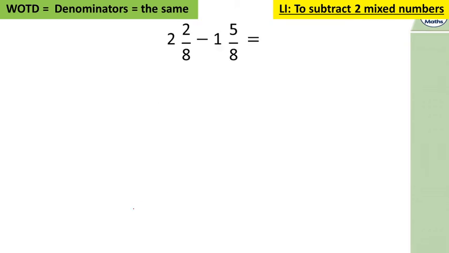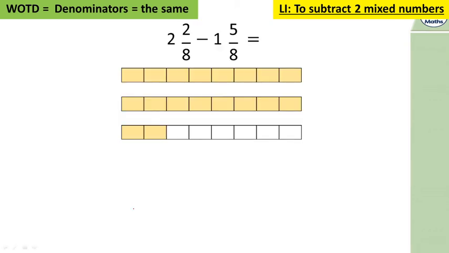Just check. So we're going to look at that question again in a different way. So here we have 2 and 2/8 represented in a bar model, and we're going to take away 1 and 5/8. So what we've done here is we've used that exchange method, haven't we? Because if you try and take 5 from 2, there's not enough 8ths. So we're going to exchange one of our wholes to 8/8. And then what we've done down the bottom is we add our 8/8 to our 2/8, we get 10/8. So it's 1 and 10/8 minus 1 and 5/8, which is 5/8.